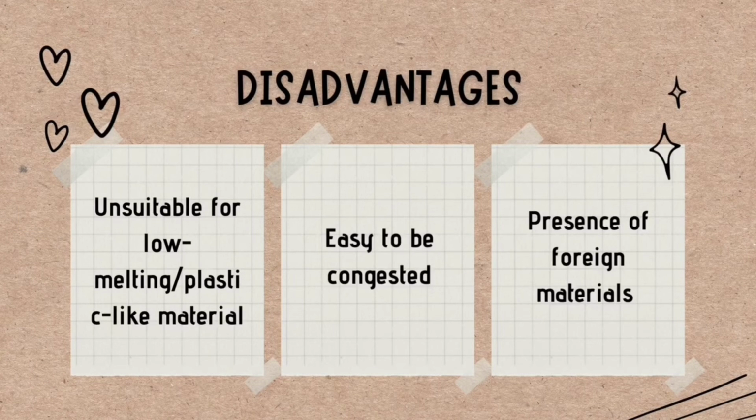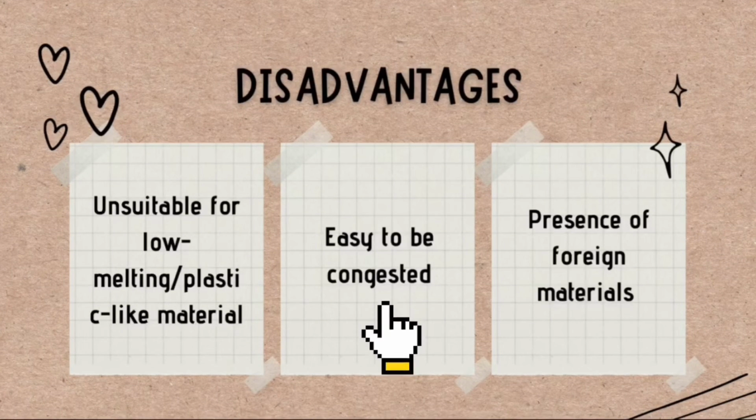Secondly, the hammer mill is easy to become congested. This occurs when we do not control the feed rate. Hence, this may damage the hammer mill. Lastly, the disadvantage of a hammer mill is the possibility of unwanted materials present, namely stones or metals in the feed. This situation occurs due to the insufficient garbling process. The garbling process is the process of removing unwanted materials that exist in the feed.